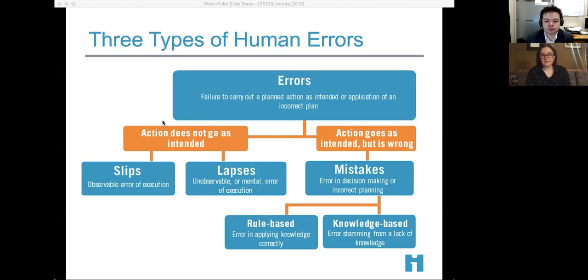And a mistake is an error in decision making or incorrect planning. It happens when the plan is inadequate. The operator is aware of a problem and begins to use rules and knowledge to solve it. But when the knowledge or rules are lacking, that's when the error occurs. Mistakes can be rule-based, an error in applying knowledge correctly, or knowledge-based, and that's when the error stems from a lack of knowledge.